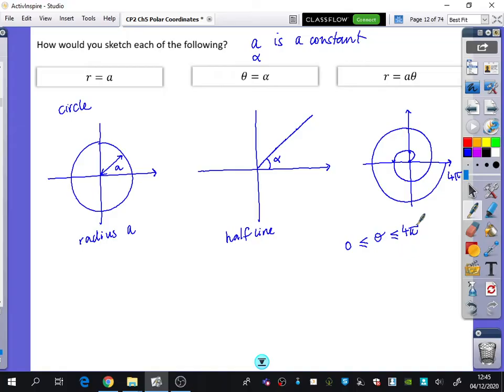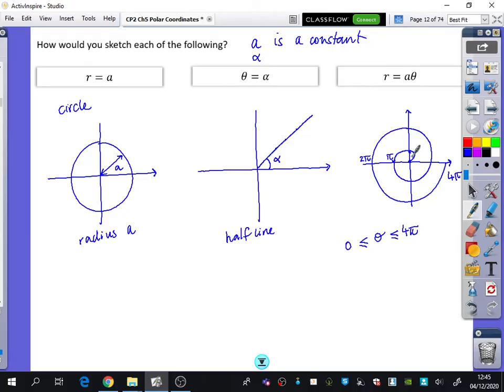Does the space between them get bigger and bigger? Well, what is the value at this point here? What's the value of r? Pi. What's the value of r here? Pi. The gap between them is always going to be pi.